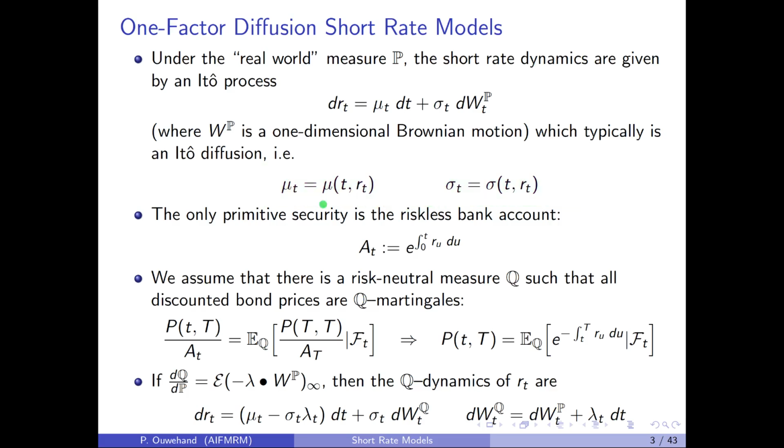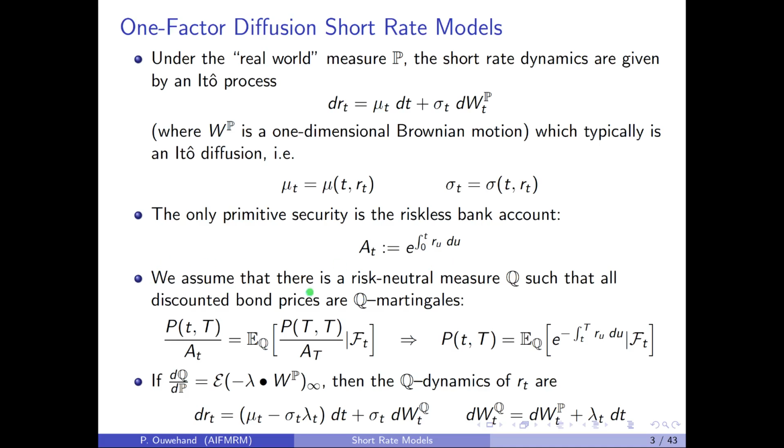In this setup, the only primitive security is the riskless bank account. Remember here that riskless means that there is no credit risk. As the short rate is a stochastic process, there certainly is interest rate risk. All other term structure instruments can therefore be regarded as derivatives of the short rate.